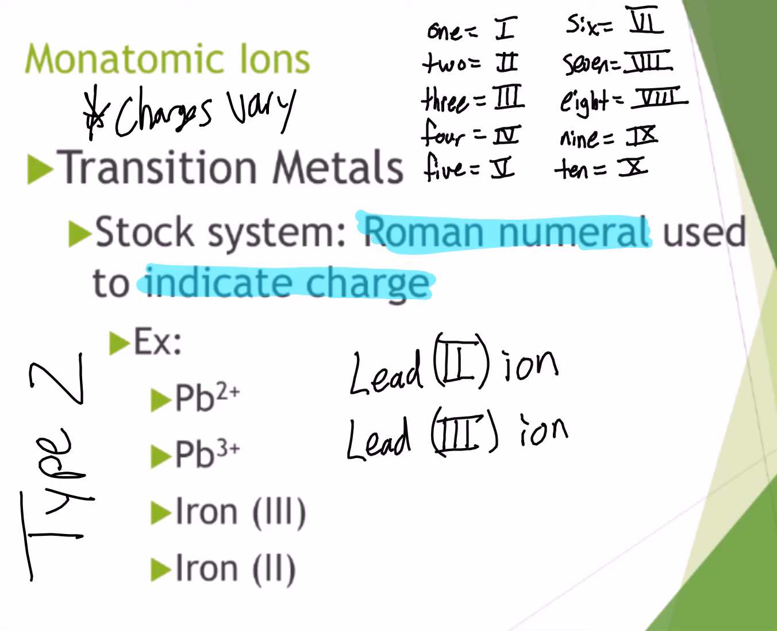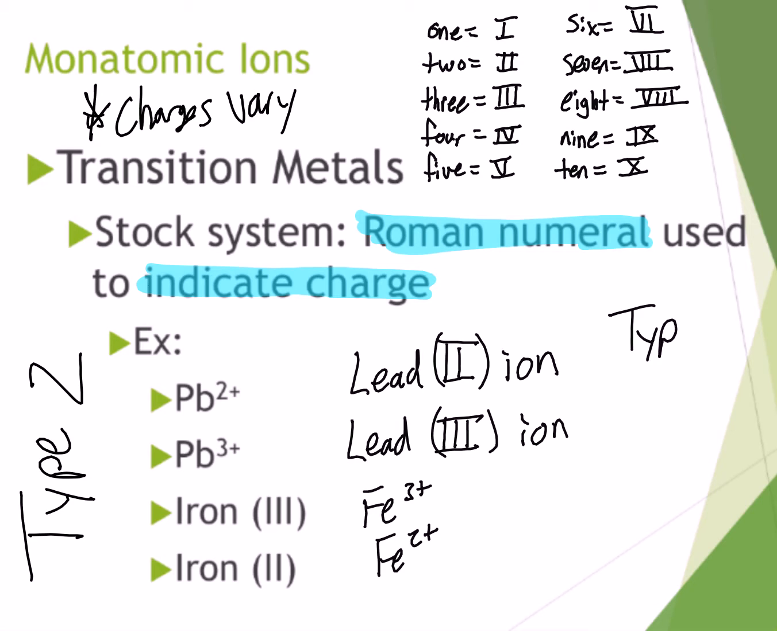So iron, what's our symbol for iron? Fe, and iron 3 would be Fe3+. Iron 2 would be Fe2+. Guys, notice types 1 and types 2 are all what? They are all positive, guys. They are all positive.